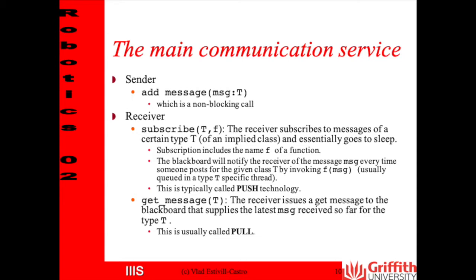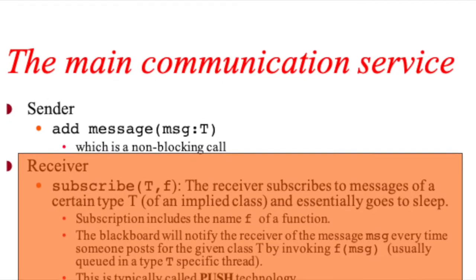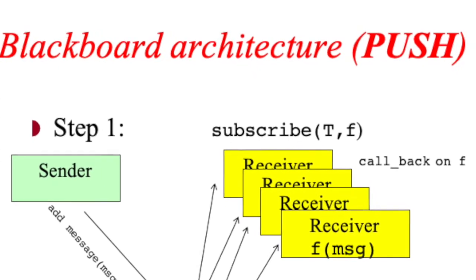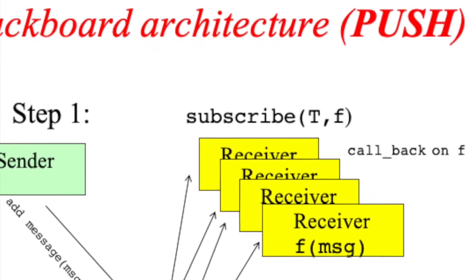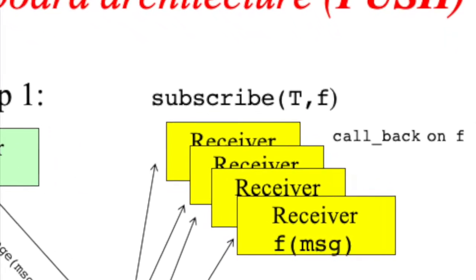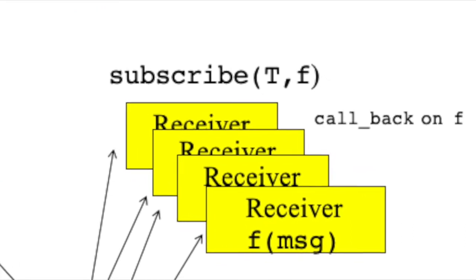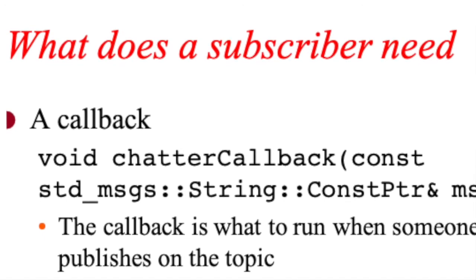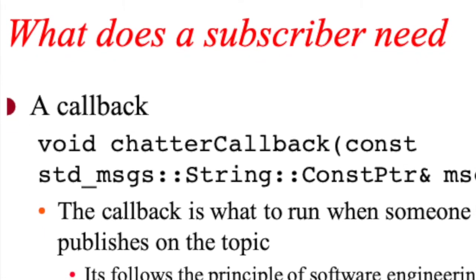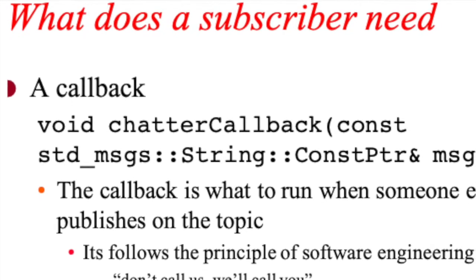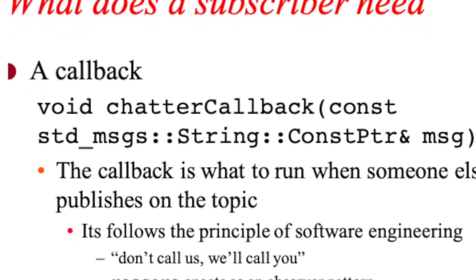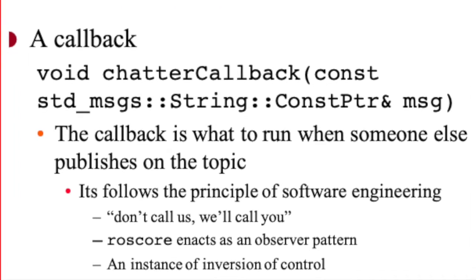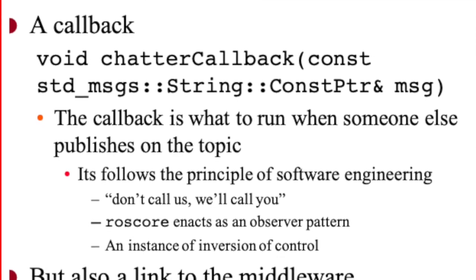In ROS, the model of communication for the receiver is a subscriber. Therefore, the very first step of this software architecture is to register the function that is going to act as a callback. So the receiver must indicate to the middleware where it wants to be invoked when messages are received. This follows the principle of software engineering: don't call us, we call you. So ROS core enacts an observer pattern and is an example of inversion of control.